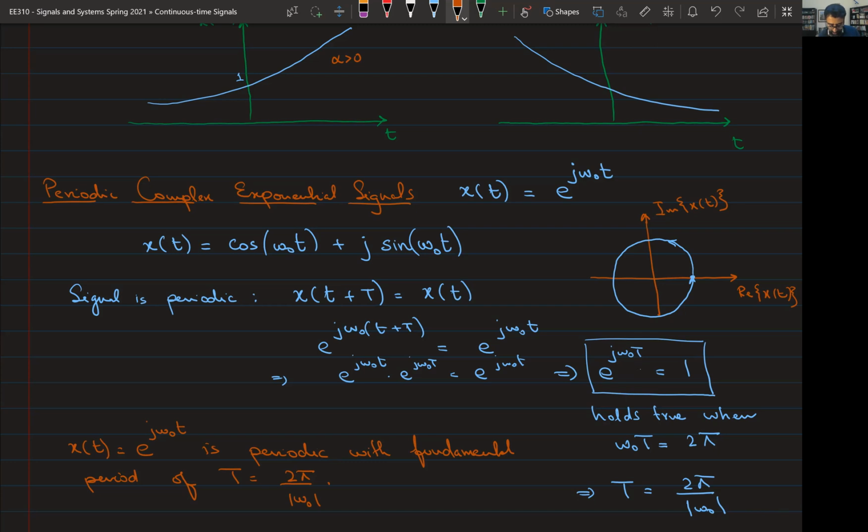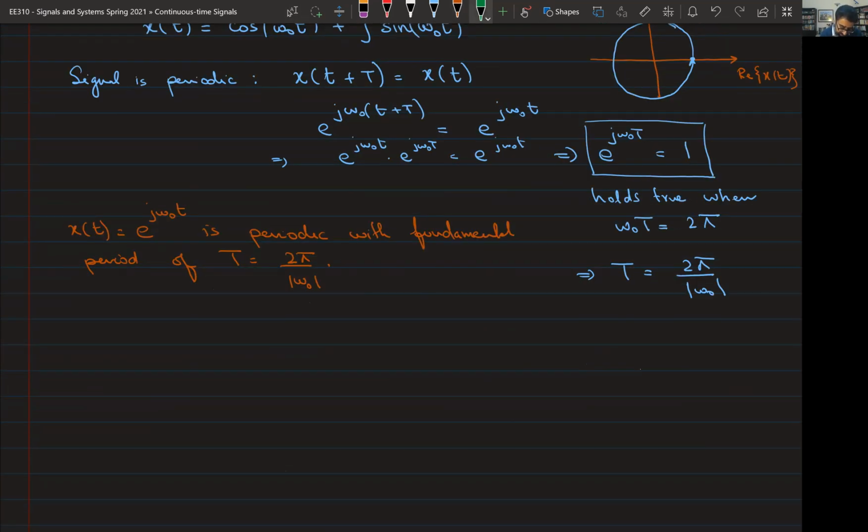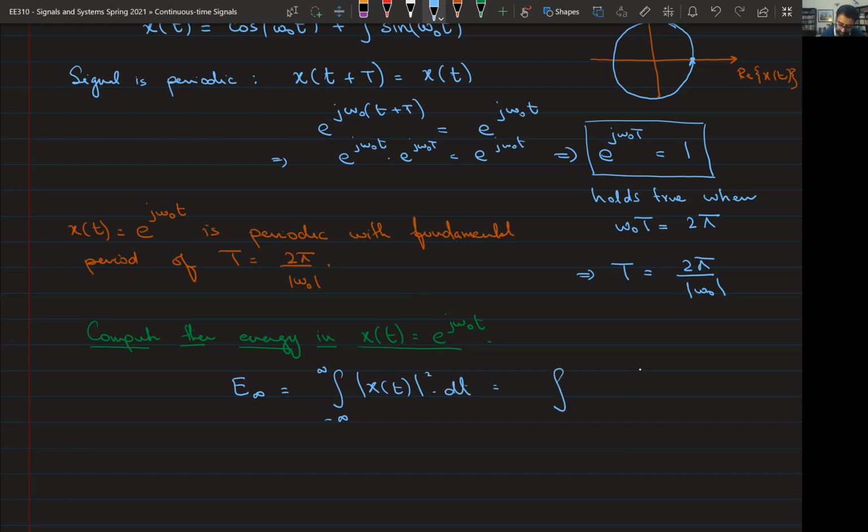Right, let me now try to compute the energy. So what do you think the energy in e raised by j omega naught t would be? Any answers here? What is the energy? So energy is, and you may have done this in the homework, the integral of x of t absolute squared dt. What is the absolute value of e raised by j omega naught t? That's just 1. And therefore this is infinity. So this is not an energy signal.